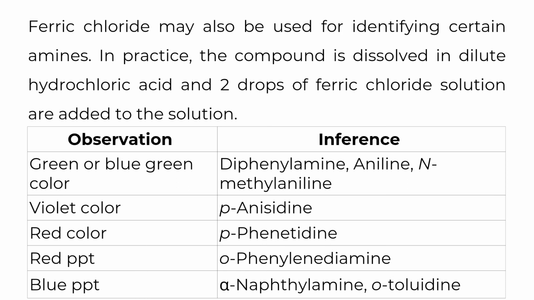Ferric chloride may also be used for identifying certain amines. In practice, the compound is dissolved in dilute hydrochloric acid and 2 drops of ferric chloride solution are added to the solution. Observation, inference. Green or blue-green color: diphenylamine, aniline, N-methylaniline. Violet color: p-anisidine. Red color: p-phenetidine. Red PPT: o-phenylenediamine. Blue PPT: alpha-naphthylamine, or toluidine.